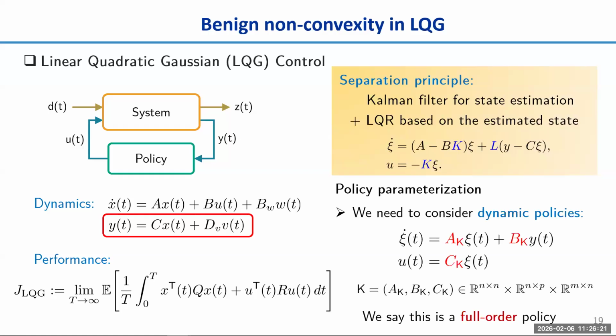That's a dynamic system. So in this case, we need to consider a larger class of policy, not just a linear static policy. We consider the class of dynamic policy. We go from measurement to input. You have three matrices to design. And then in this case, the parameters will be AK, BK, CK, three matrices you want to design. And this represents the dynamic system here. And in this case, the dimension of the controller state is the same as the dimension of the state. So we say it is a full order policy.